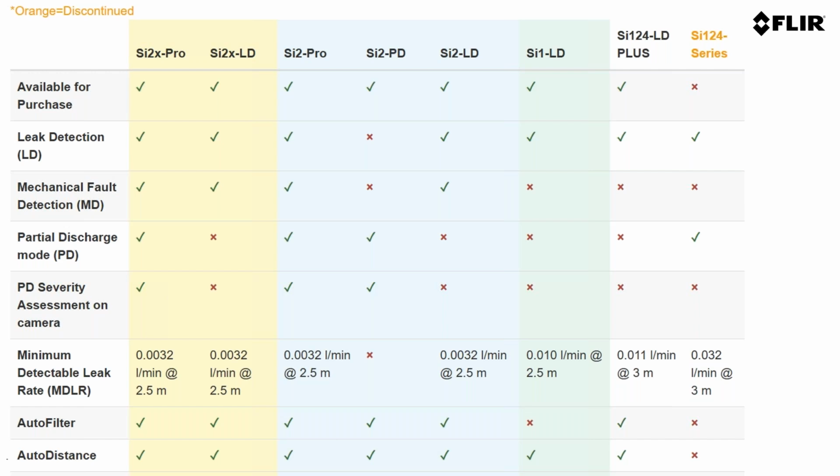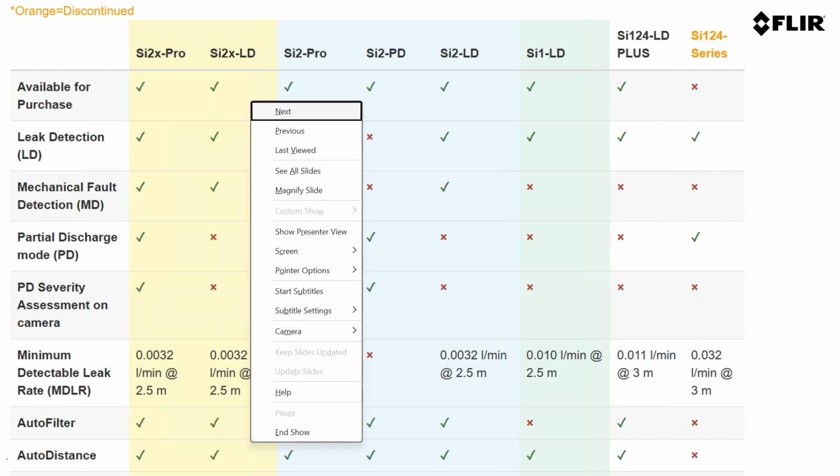And the last two features are the auto filter and auto distance, which are very important factors, as David pointed out on site. Once you are demonstrating the camera, you don't have to care about switching your manual frequency selection. You are just performing your inspection, and your user experience is enhanced. We are offering auto filter and auto distance in the SI2 series and SI2X series, and basically that's the main difference compared with the SI1.